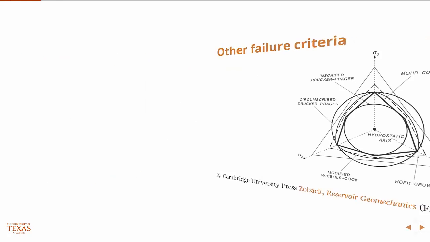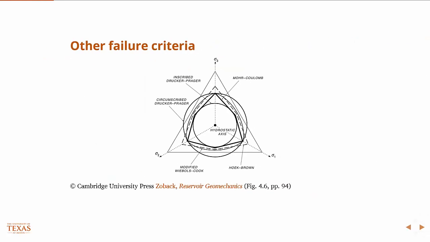There are many others, some common ones, and so this is a view down the hydrostat, right? So this is a view looking down the line. This dot in the center is the line, sigma 1 equals sigma 2 equals sigma 3, right? And so here's our Mohr-Coulomb surface that we've already looked at.